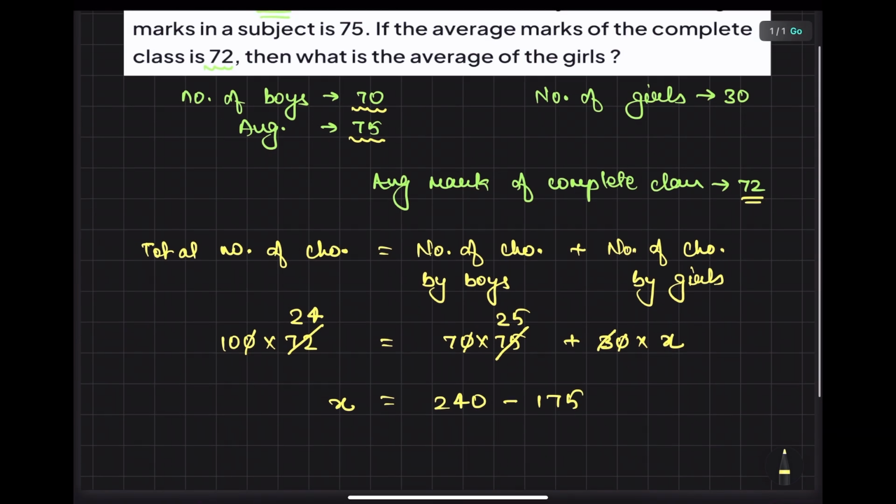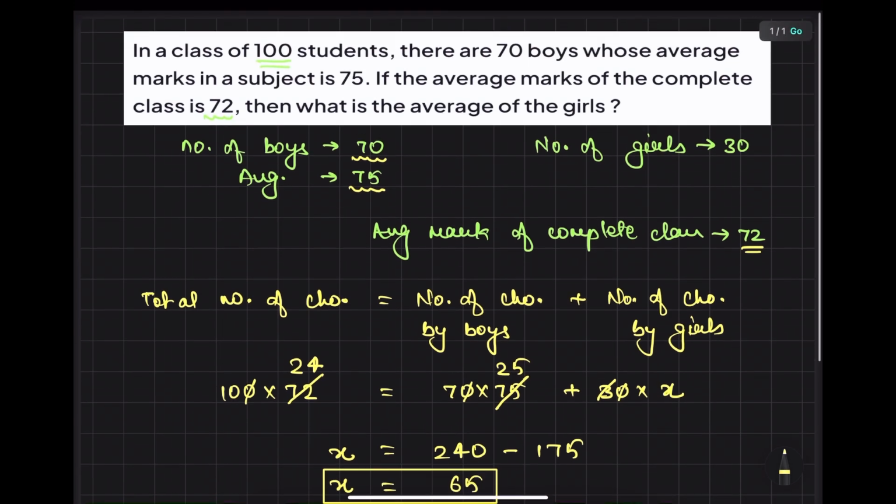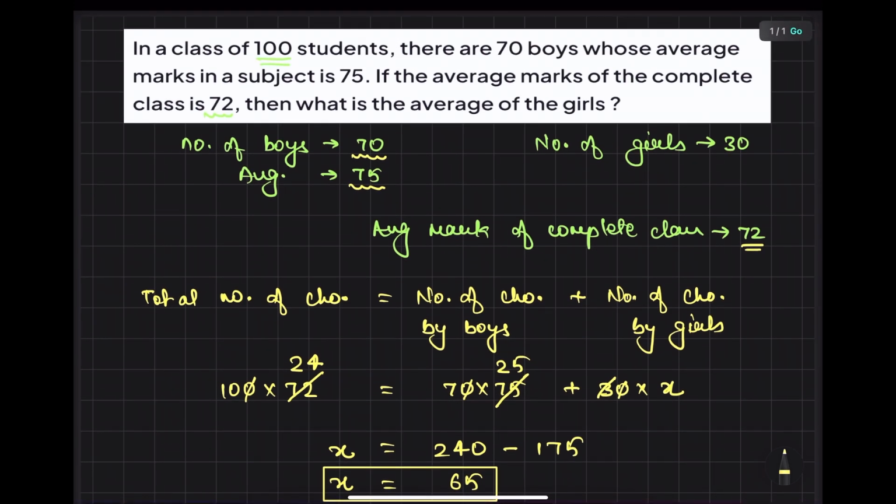So if you subtract this, you will be left with 65. Therefore the average number of chocolates taken by girls is 65. I hope the idea is clear and you guys can handle similar situations. So see you guys in the next session of Mathflex.